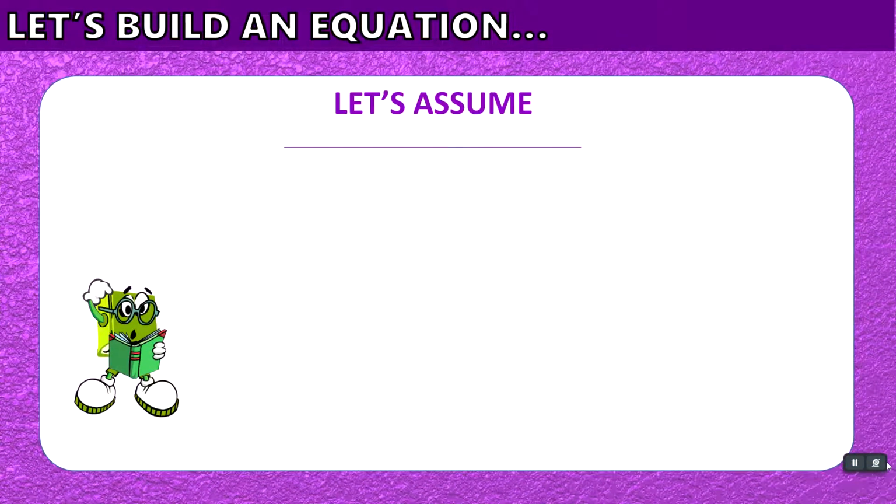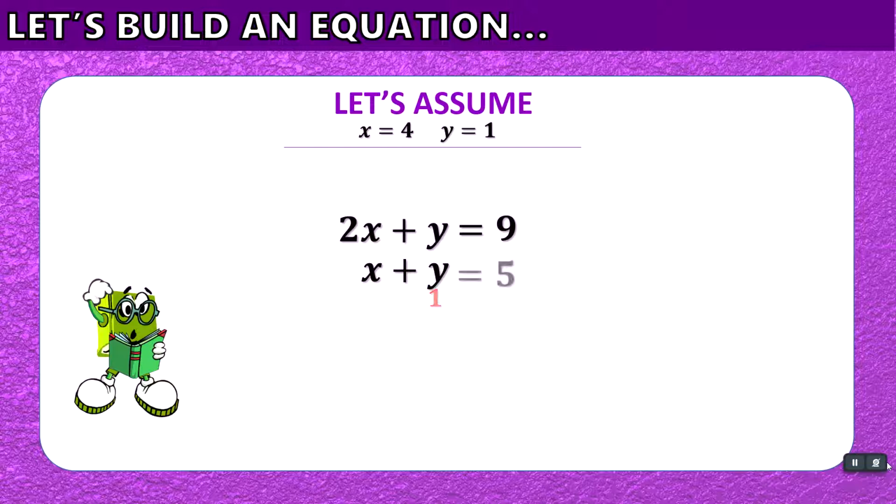So let's build an equation. Let's assume that x equals 4 and y equals 1. If we had the equation 2x plus y using the values above, we can say that if x is 4, 2 times 4 is 8, plus 1 gives us 9. And if we try to find the value of x plus y, we can say 4 plus 1 gives us 5. If we know the values already, we can find the solution.